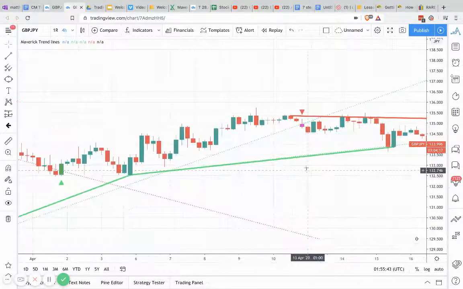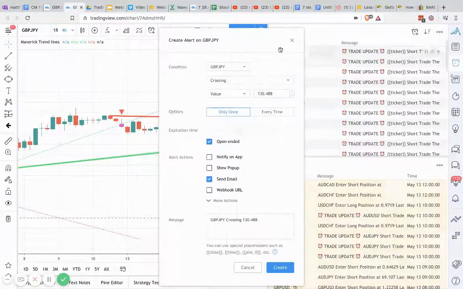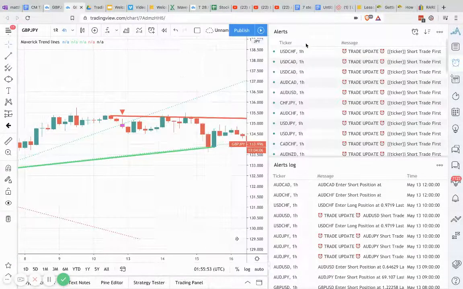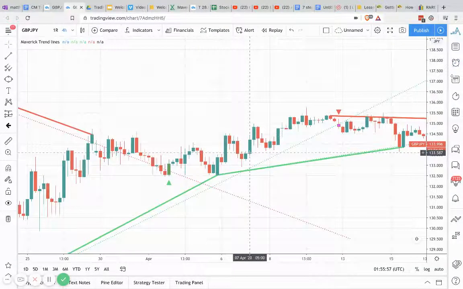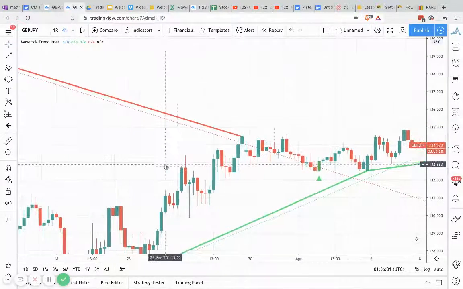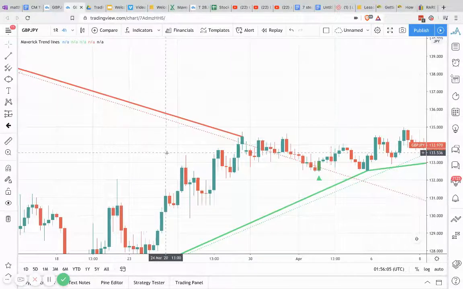And we can also receive alerts, which is a really great feature about this indicator. We can receive alerts for when the trend line is broken up or down, and when it's just broken in general. So that's what the red triangle is for, and then the green triangle is obviously the exact opposite of that. So it's when the price has actually broken above a downtrend line.